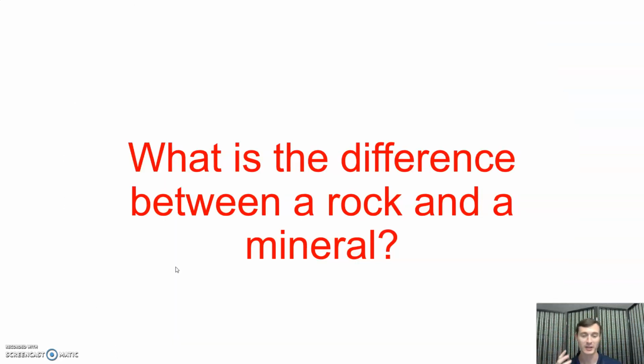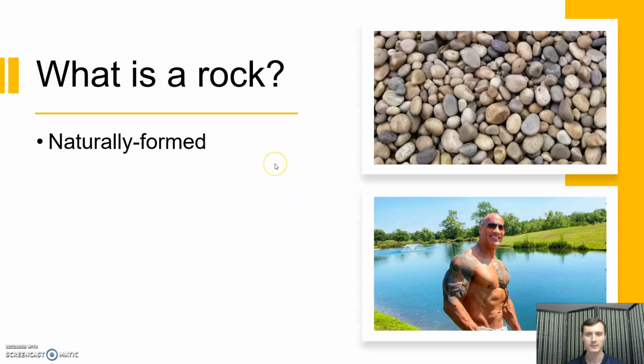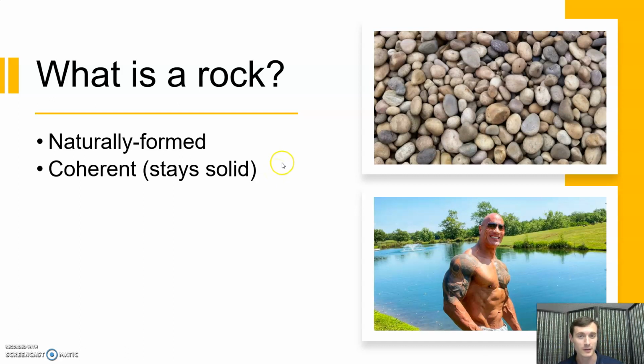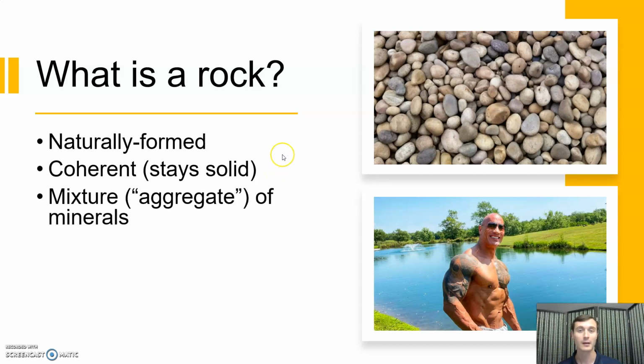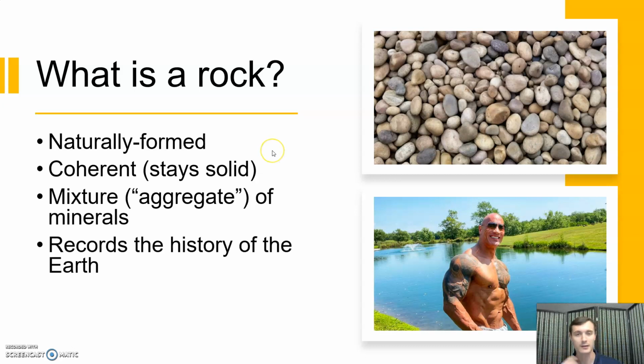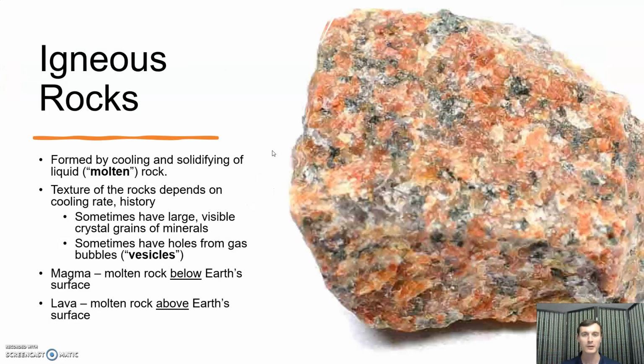What is the difference between a rock and a mineral? Well, a rock is something that is naturally formed like a mineral. It is coherent, solid, like a mineral, but it is a mixture of these different mineral building blocks put together. And these rocks that we see on the surface record the history of the Earth. So here's where we'll start.